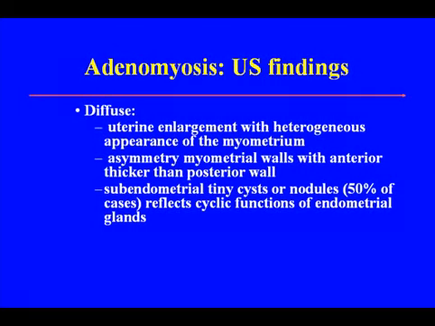The sonographic findings of the diffuse adenomyosis is uterine enlargement with heterogeneous appearance of the myometrium. There is usually an asymmetry between the myometrial walls, with the anterior wall being thicker than the posterior wall. Subendometrial tiny cysts or nodules may be seen in 50% of the cases, and this most likely reflects the cyclic functions of the endometrial glands.